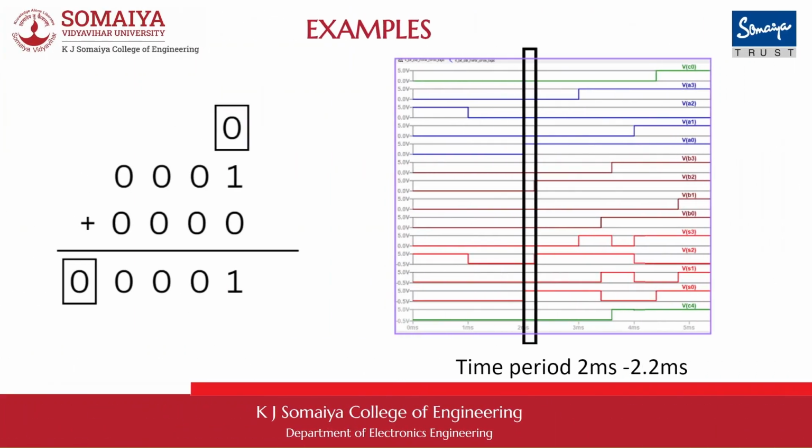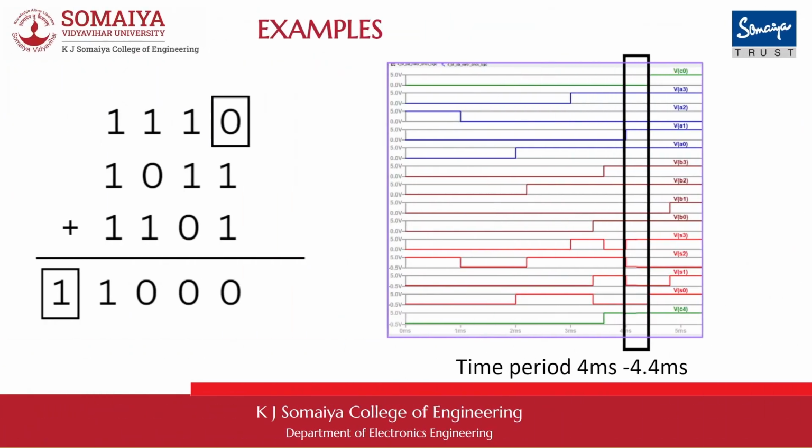Going to our next example, where our A3, A2, A1 and A0 terms are 0, 0, 0 and 1, and our B3, B2, B1 and B0 terms are 0, 0, 0, 0. Here also we get our sum terms same as in the waveform, which is S3, S2, S1 and S0 are 0, 0, 0 and 1, and our C0 and C4 terms are 0 and 0. This was between the time period 2 to 2.2 milliseconds.